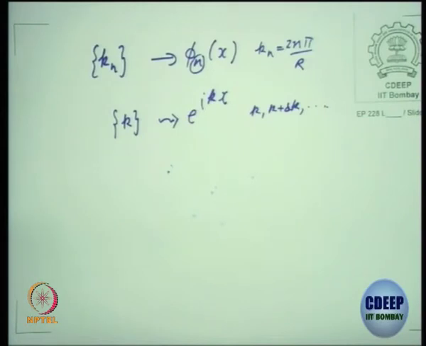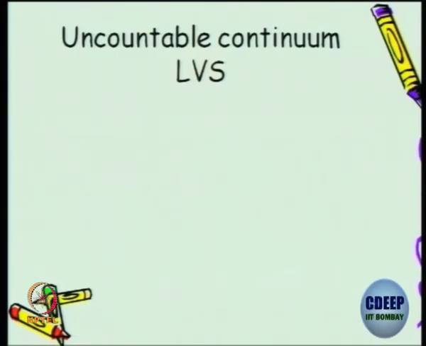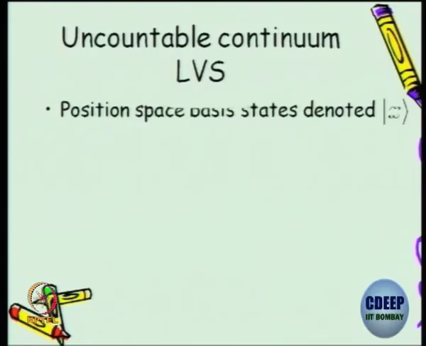Slowly taking you into abstract notation by showing you some simple examples, I hope you appreciate. So, this is where we get into the uncountable continuum linear vector space. Some of the things which we can start doing is we can introduce basis states in the position space, okay. So, x is a continuum, it goes from minus infinity to plus infinity.